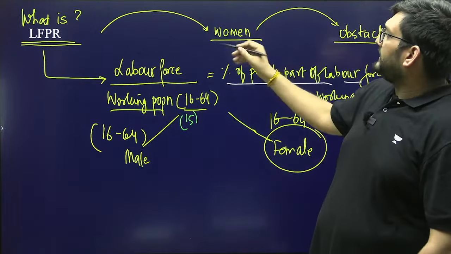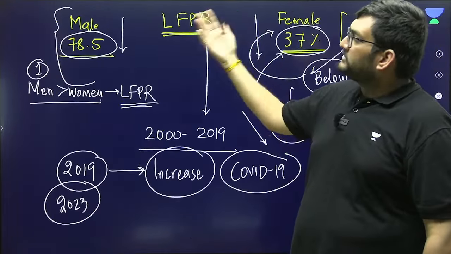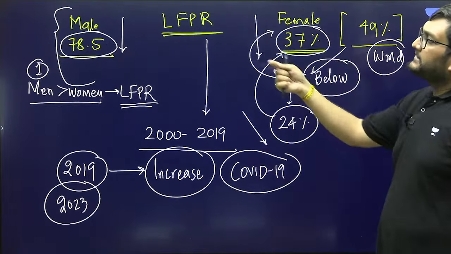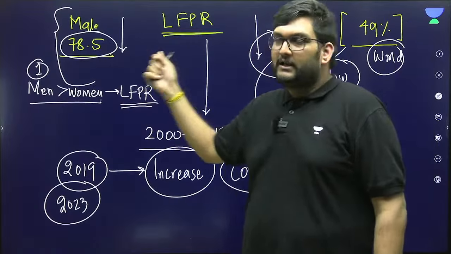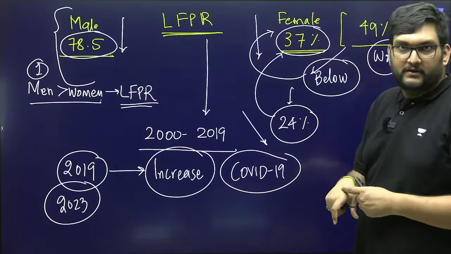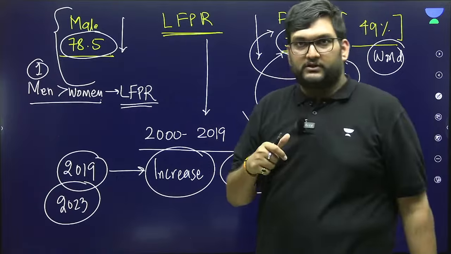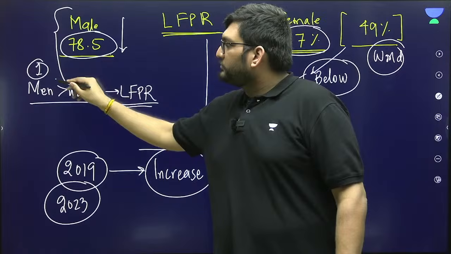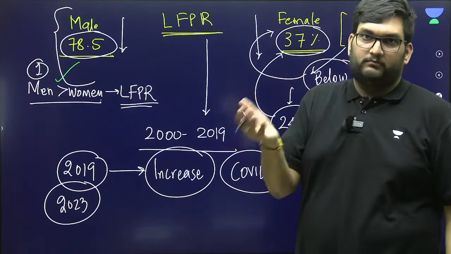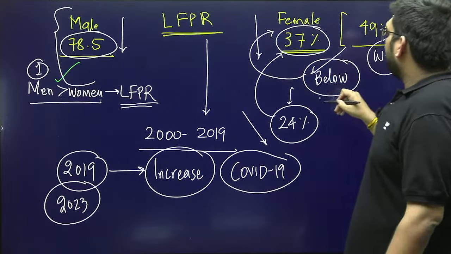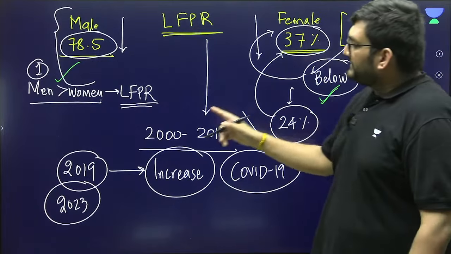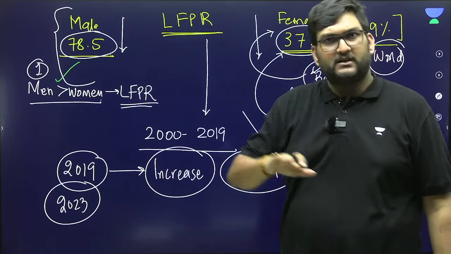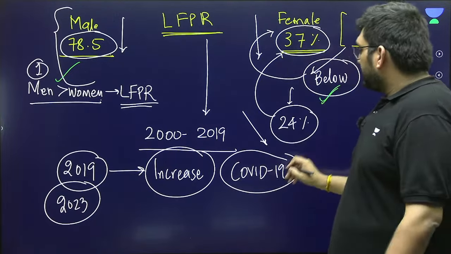Further, we moved towards women. Then we saw the real data, which is the concept of male and female: 78.5% participation of males, 37% of females, out of the 100% population of females in the working population bracket. First conclusion we came to: men are more participating than women, obviously, and we are below the average itself. From 2000 to 2019, there was a declining trend in labor force participation for women specifically, reaching 24%.